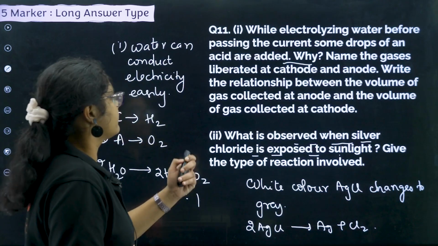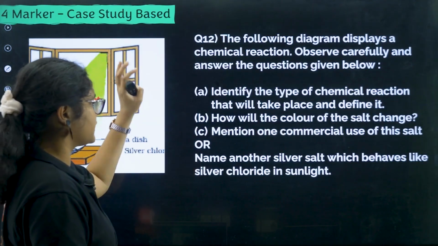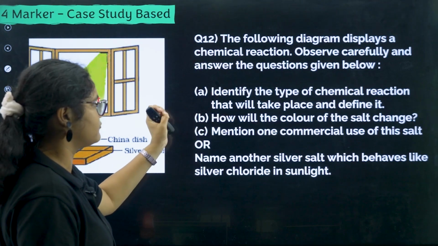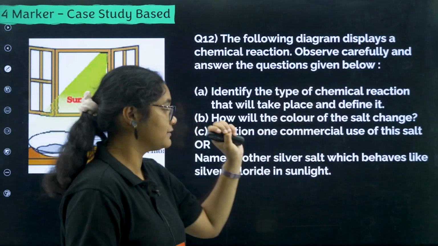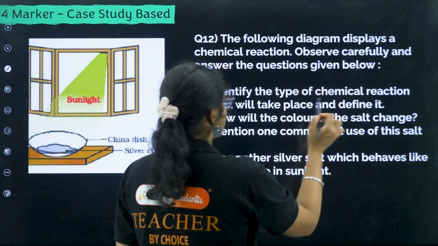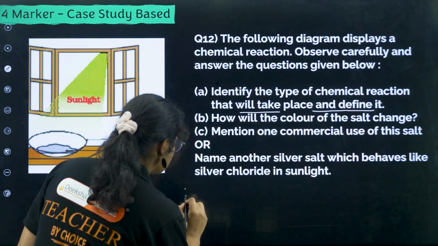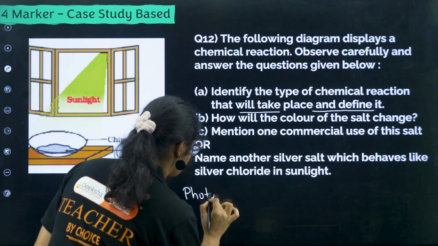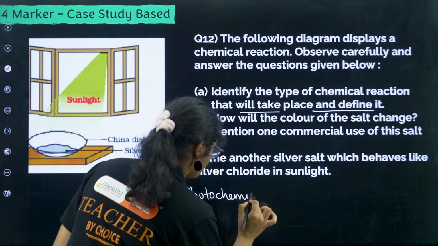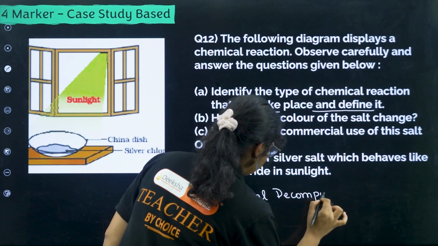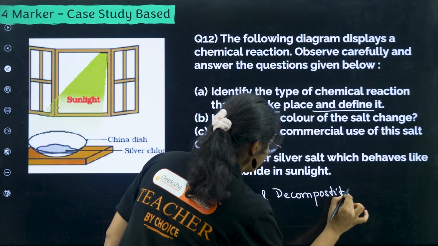Okay, fine. Next we have the 12th question, the case based question. The following diagram displays a chemical reaction. Observe carefully and answer the given questions. Identify the type of chemical reaction that takes place and define it. So what is that reaction? It is photochemical decomposition.